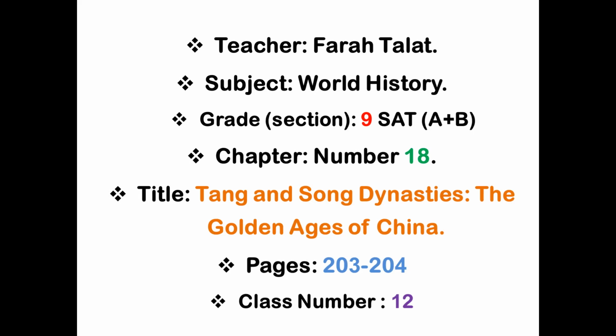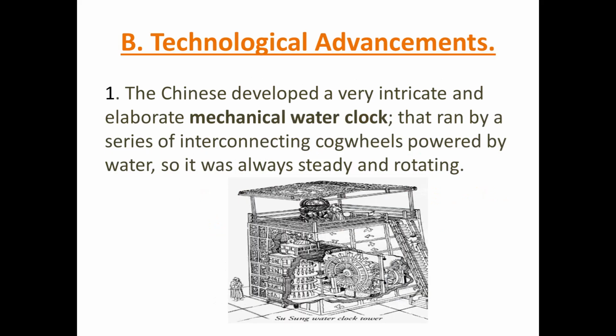Today we're going to continue and finish chapter number 18, which is Tang and Song Dynasties, the Golden Ages of China. This is class number 12, and we're going to go through the last two pages, 203 and 204. We were talking about the achievements of the Tang and the Song dynasties, and now we're going to talk about the technological advancements and how this led to the Tang and the Song dynasties being called the golden ages of China.